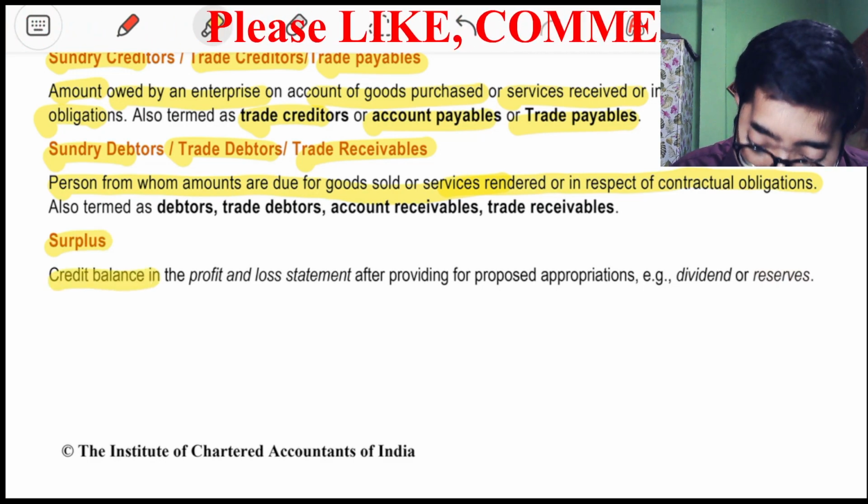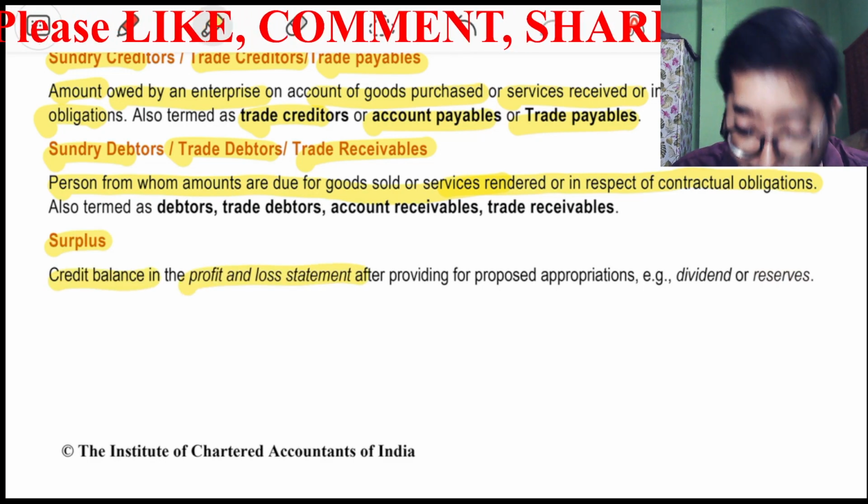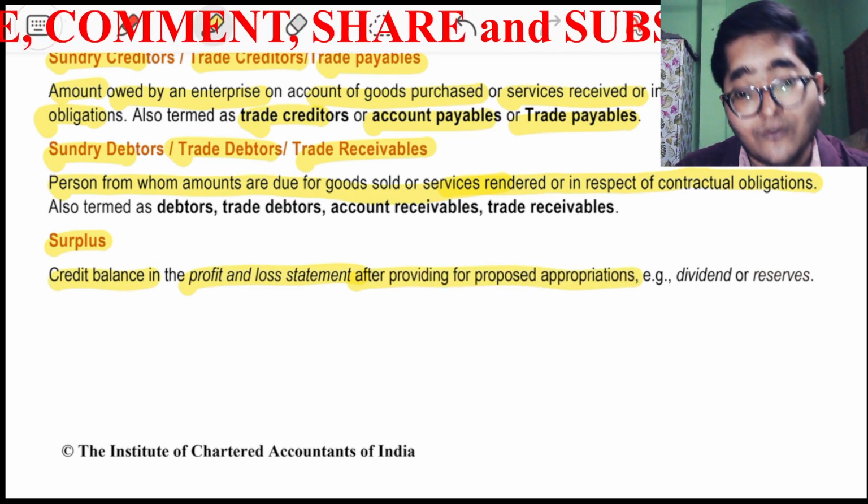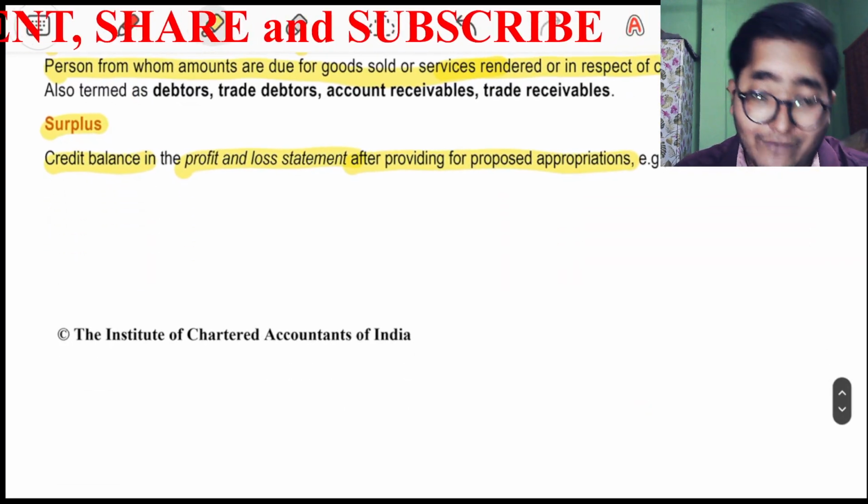Surplus is the credit balance of profit and loss statement after providing for proposed appropriations. Example, dividend or surplus.